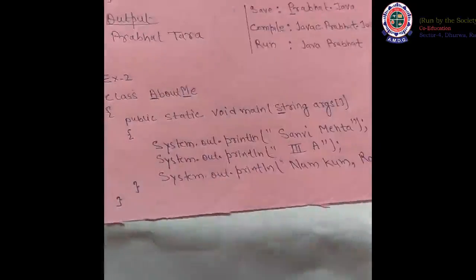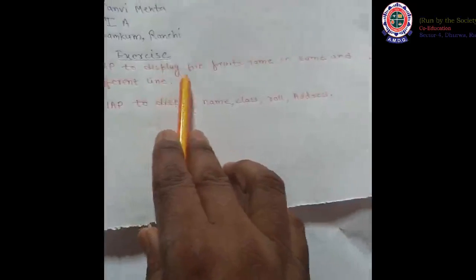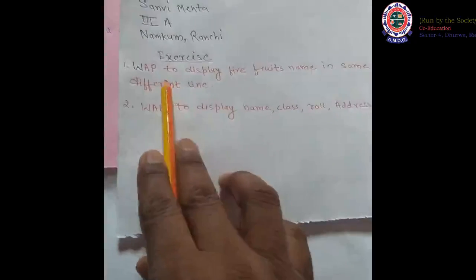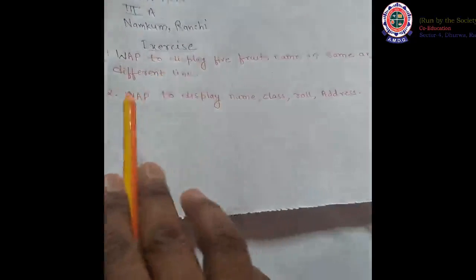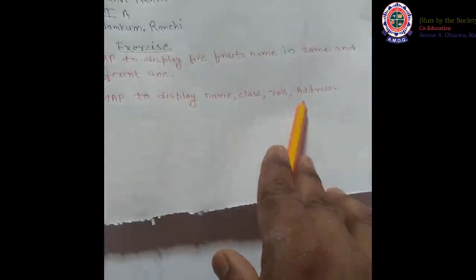Now after doing this, try to do these two questions. Write a program to display five fruit names in the same line and in different lines. Similarly, write a program to display name, class, roll and address.